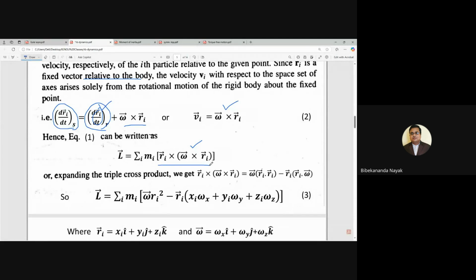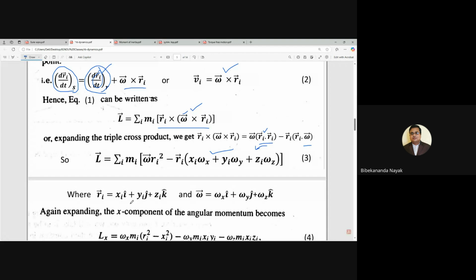But we know that A cross (B cross C) is equal to B (A dot C) minus C (A dot B). Here B means omega, so we get omega (Ri dot Ri), that is Ri square, minus Ri (Ri dot omega). Ri dot omega means the dot product: x component times omega x plus y component times omega y plus z component times omega z. So this equation reduces to this.